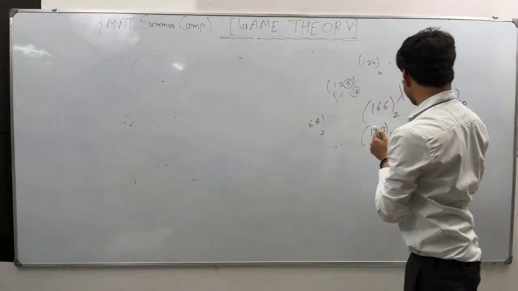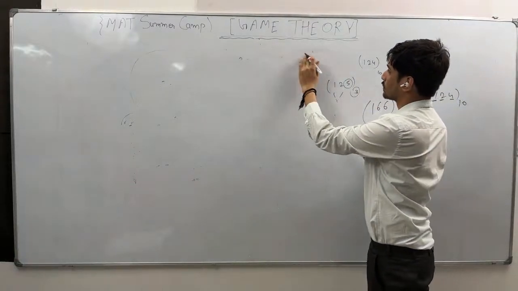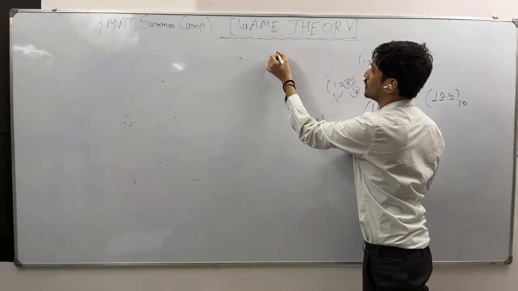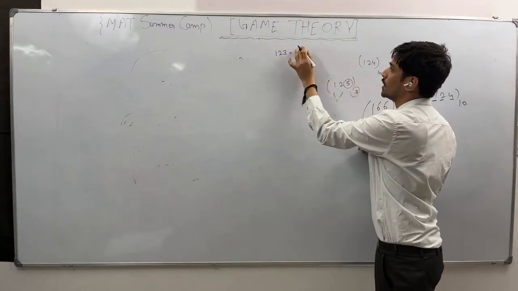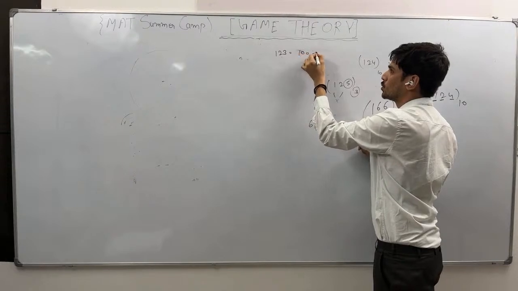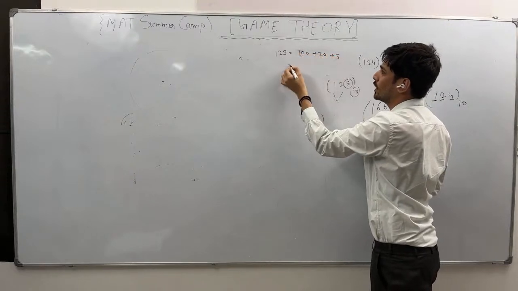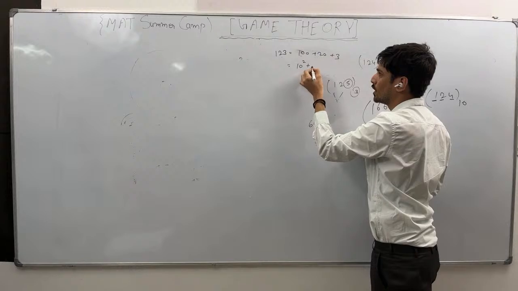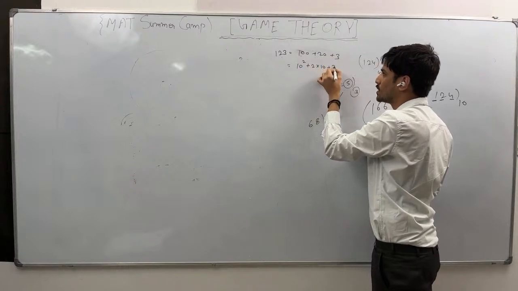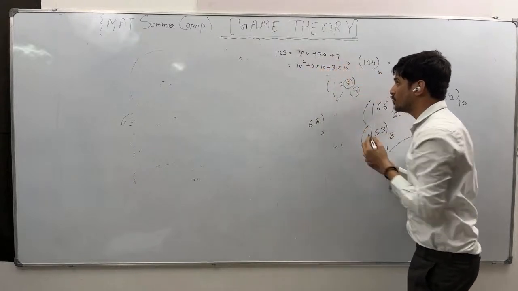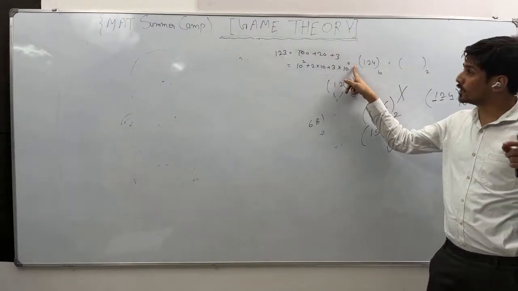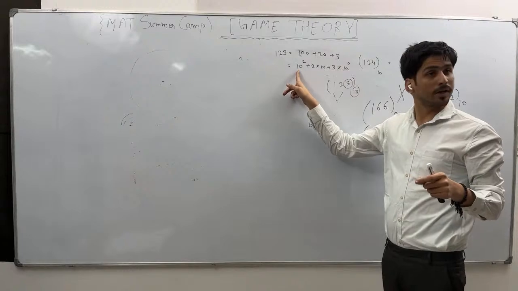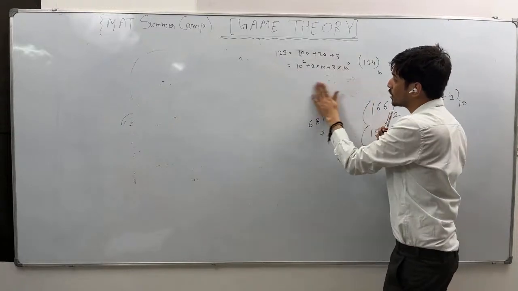Let's say I have some number, 123. How do I represent 123? I say 100 plus 20 plus 3. So here what do I have? 1 times 10 power 2, plus 2 times 10, plus 3 times 10 power 0. So first of all, take that number divided by 1, then that number divided by 10, then that number divided by 10 square, and this is nothing but the corresponding remainder.